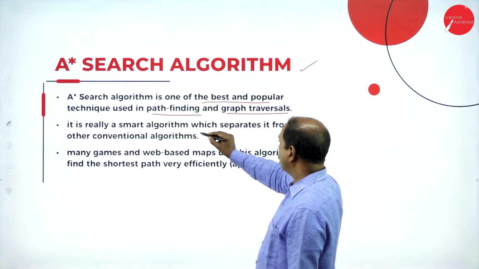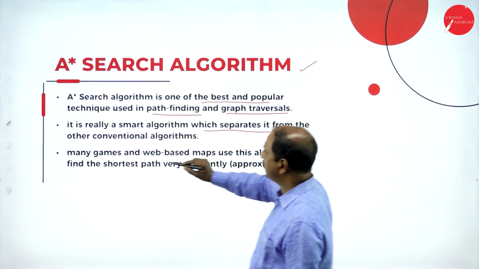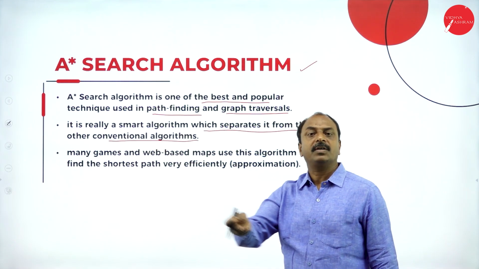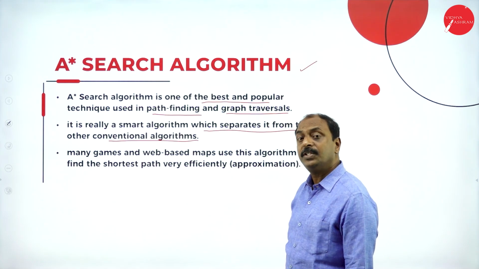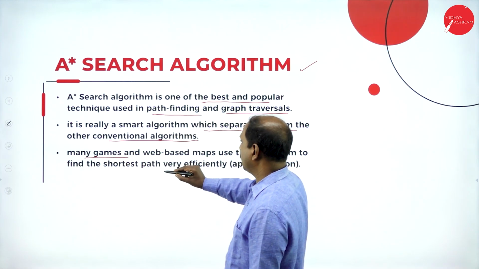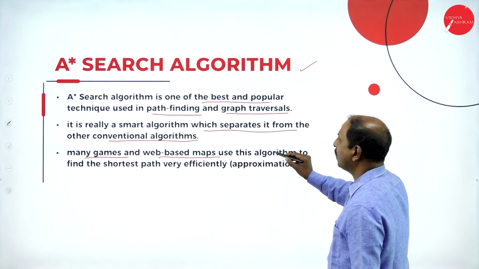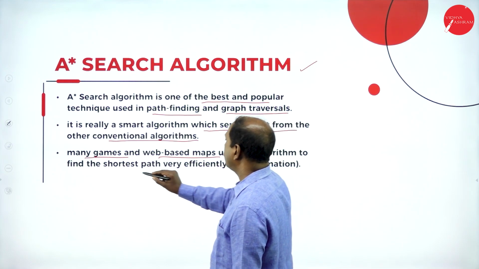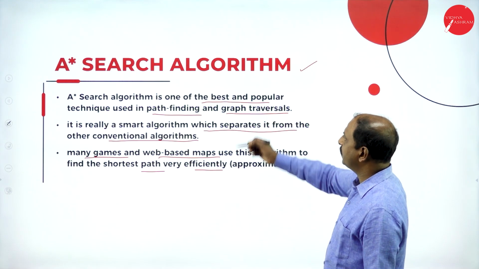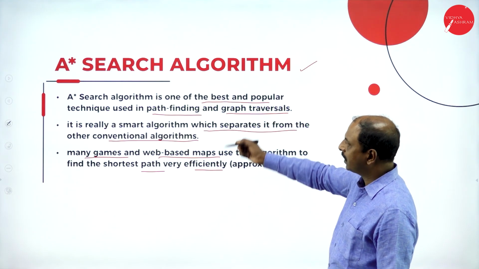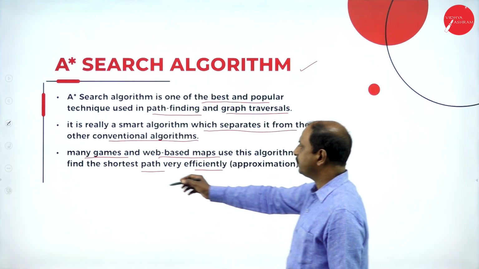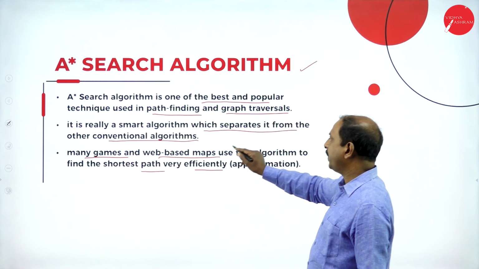It is a really smart algorithm which separates it from the other conventional algorithms. It is quite different from whatever we have learned so far or from other conventional algorithms. Many games and web-based maps use this algorithm to find the shortest path very efficiently. It may be approximate. So this is the definition of the algorithm. The examples may be in many games as well as web-based applications.